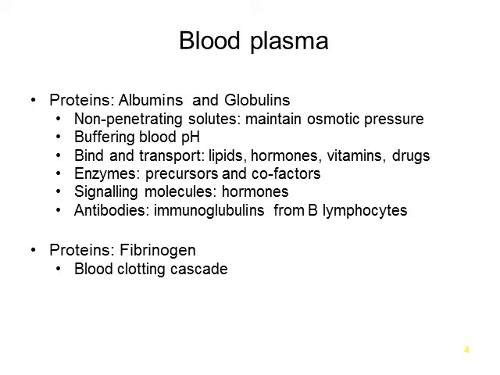In addition, we have the antibodies. These are immunoglobulins released from the B lymphocytes. This is one of the classes of white blood cells. They're involved in the immune system. Another important class of proteins we find in the blood plasma is fibrinogen, which is critical for the blood clotting cascade, which we will come on to later on.